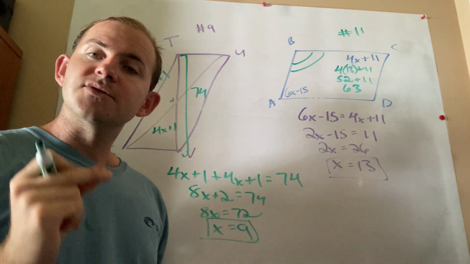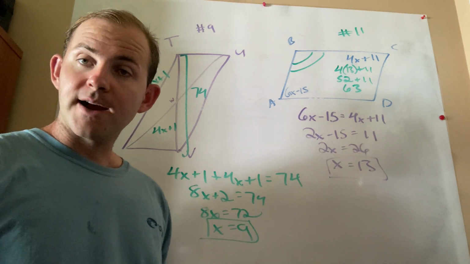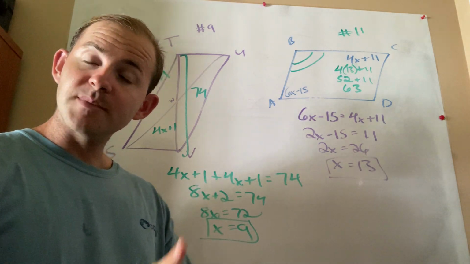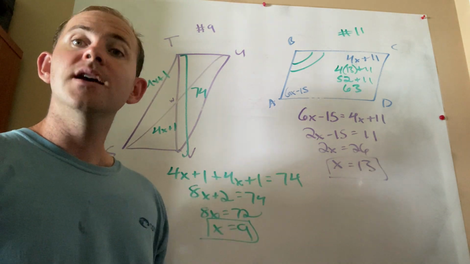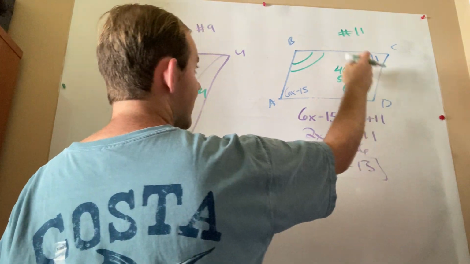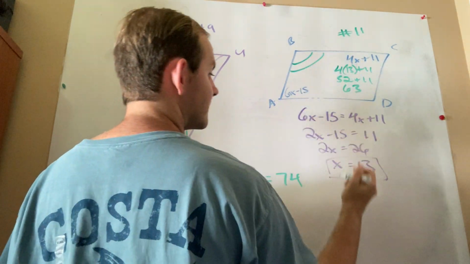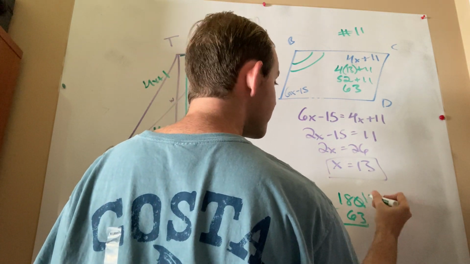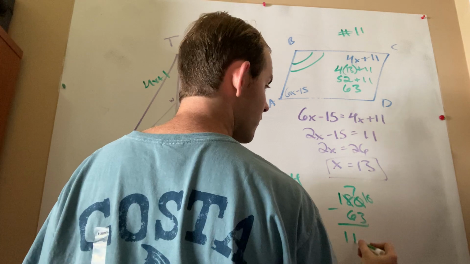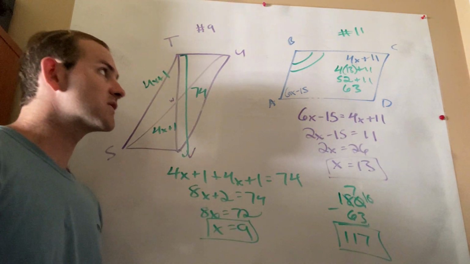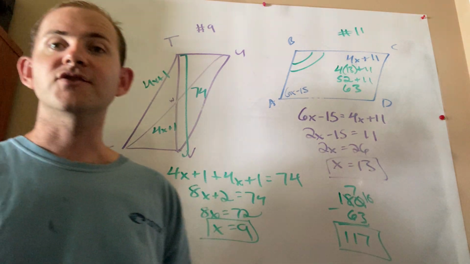This is where I need to use one additional property of parallelograms, which is that parallelograms have consecutive angles, meaning angles that are next to each other that add to 180. They're supplementary. So if this is 63, how many degrees does that leave over here? Well, 180 minus 63. So let's see how that works, okay? And I get 117 degrees as my answer.